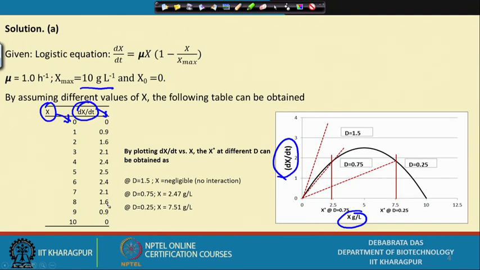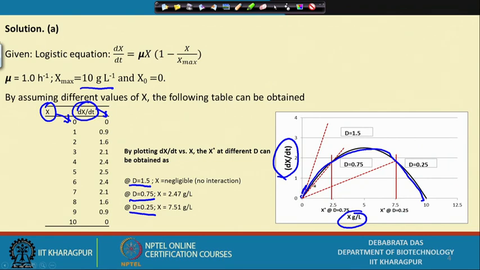And if we have this, then we will be having this kind of plot. This plot we will be having. We can have a plot like this. And once we have this plot, then we shall have to find out that at different dilution rate, one is d equal to 1.5 hour inverse, 0.75 hour inverse, 0.25 hour inverse. What will be the x value?